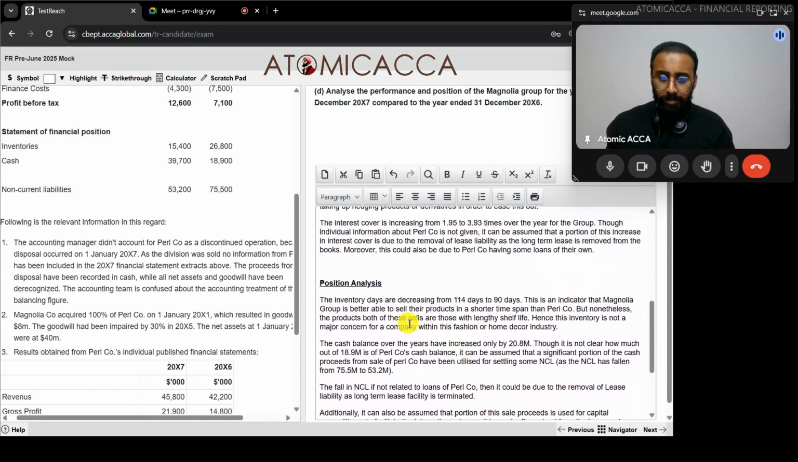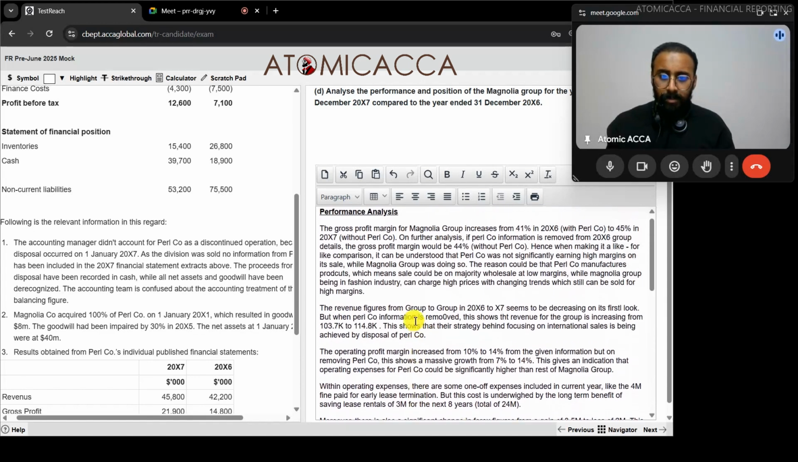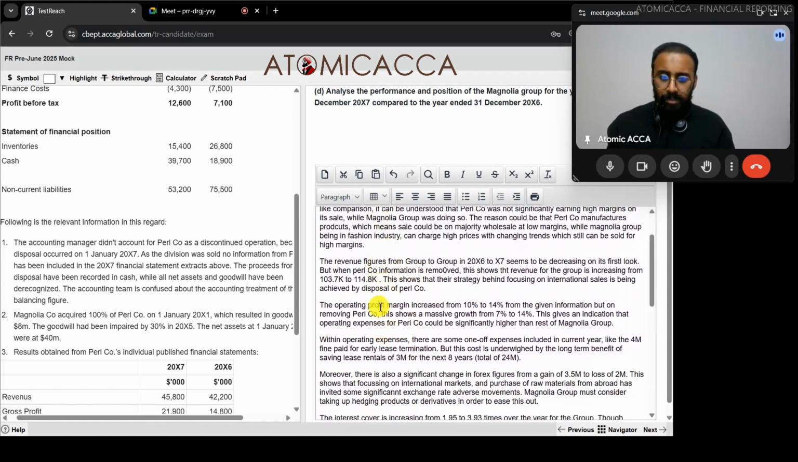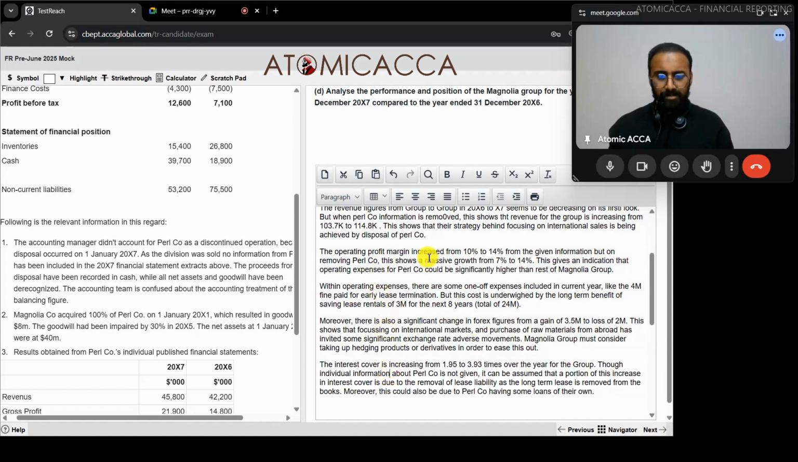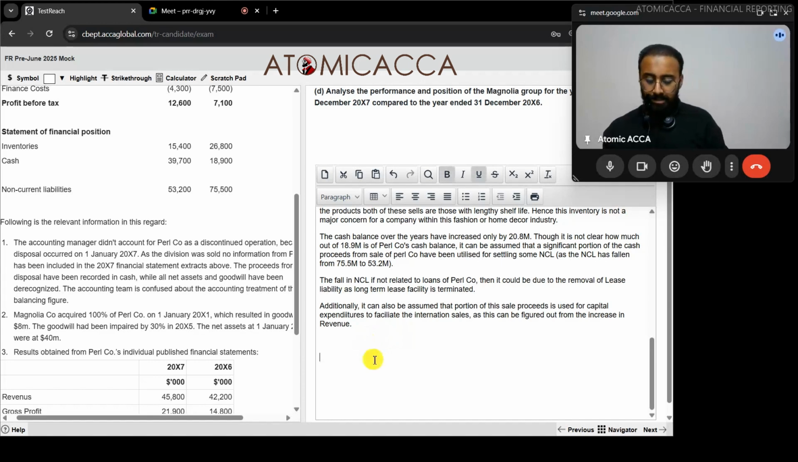So now let's wind up. So we have 1, 2, 3, 4 points over here, and we had 1, 2, 3, 4, 5, 6. So we have sufficient 10 plus marks within these paragraphs. So let's just conclude this. What can we conclude?